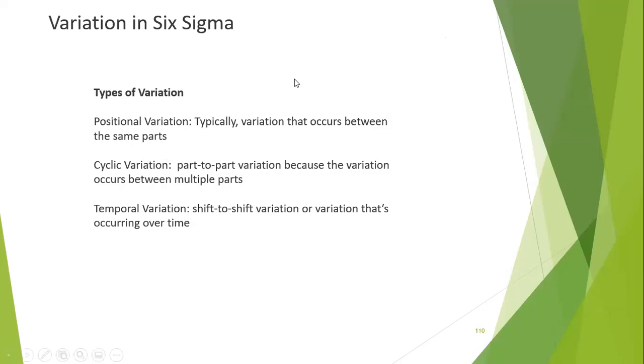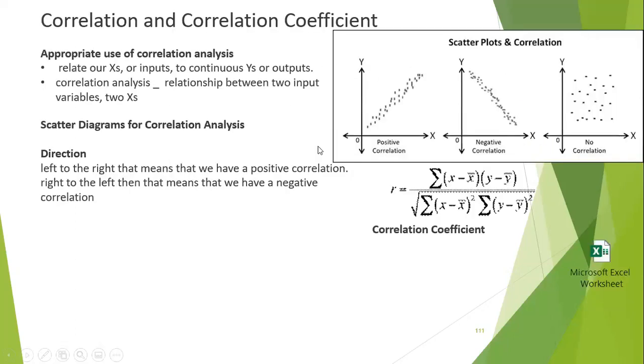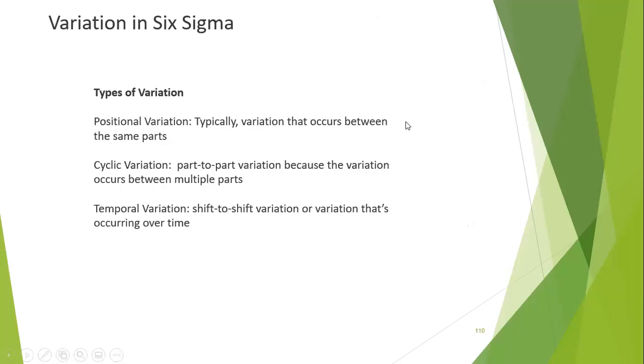And then cyclic variation, part to part variation. For example, charge entry is my first process. From the charge entry, it is going to the claim retransmission. That's a part to part variation: how it differs between multiple parts. Then temporal variation, shift to shift variation. For example, the same process is done by two different shifts.